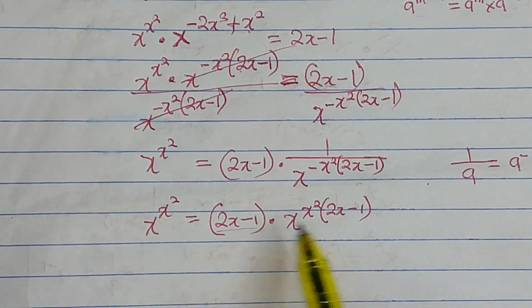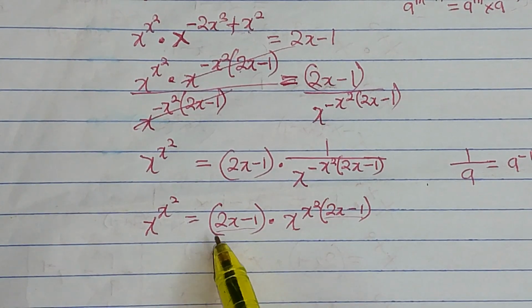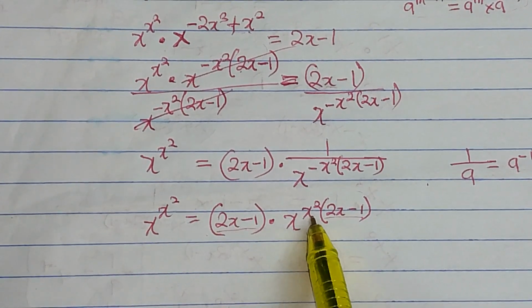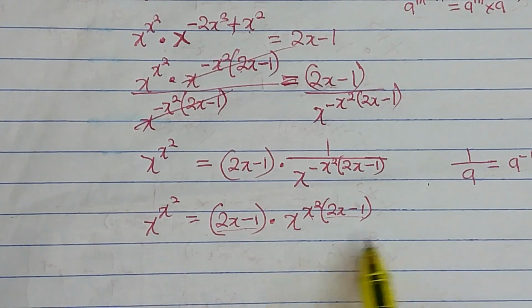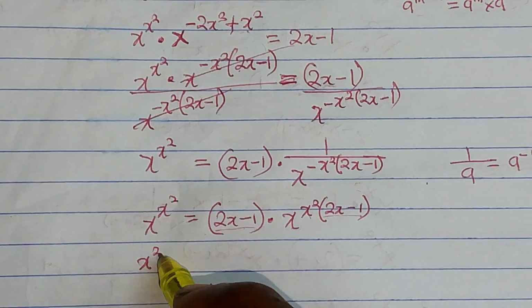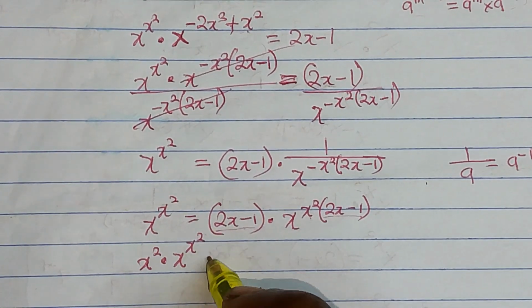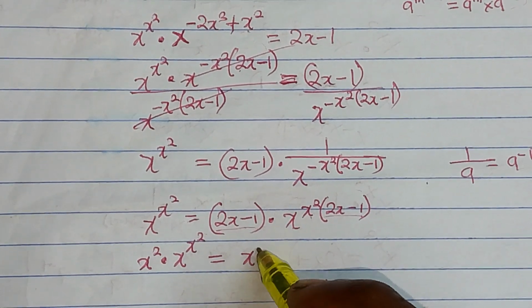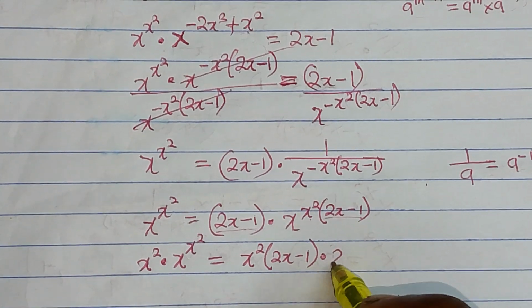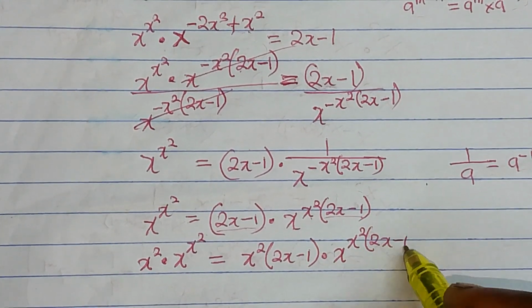Recall that this is the same thing as this, but we want the whole exponent of x to be the same thing multiplying the whole of this here. Therefore, we have to multiply through by x squared. So if we multiply both sides by x squared, the left hand side we are now having x squared multiplied by x to the power of x squared, and it equals x squared on the right hand side multiplied by 2x minus 1 multiplied by x to the power of x squared multiplying 2x minus 1.